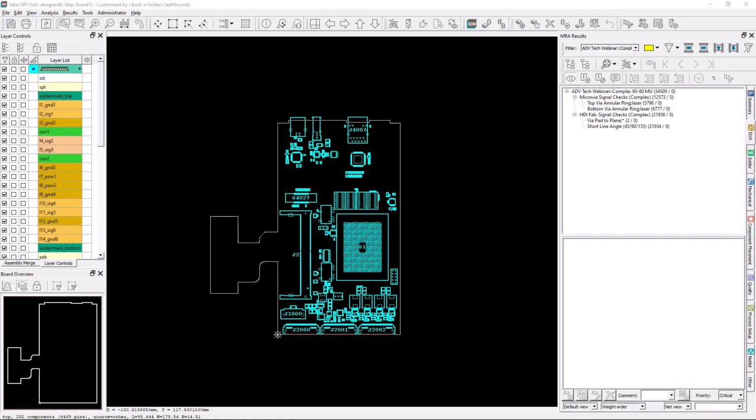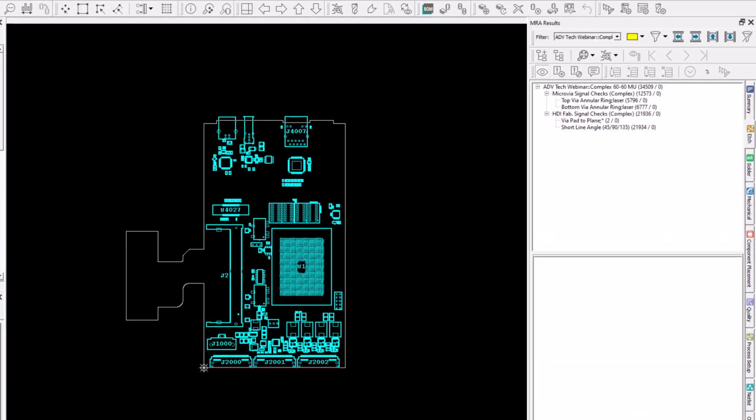So now that we have had an opportunity to understand the different advanced technologies, let's look at issues that can be found using Valor MPI. The design I'll be using today is a rigid flex design with microvias. Because there are many webinars and videos showing the Valor MRA interface, I will be jumping right into looking at some of the results. I'll start by looking at some of the results related to HDI and microvias.